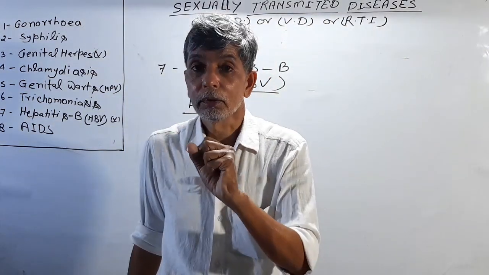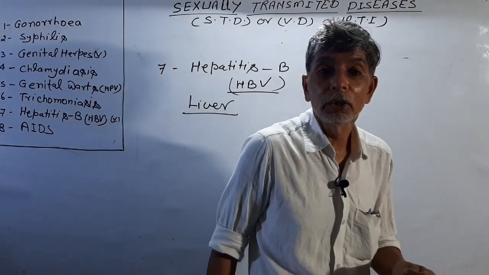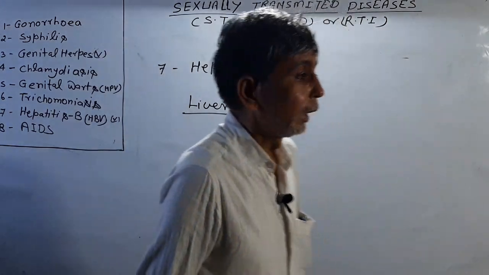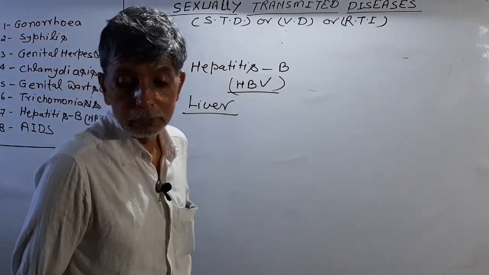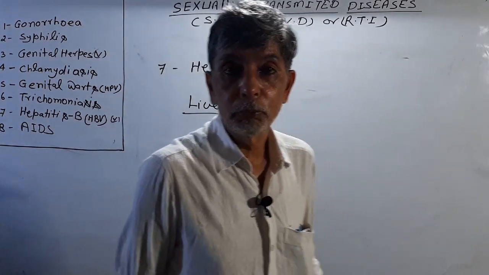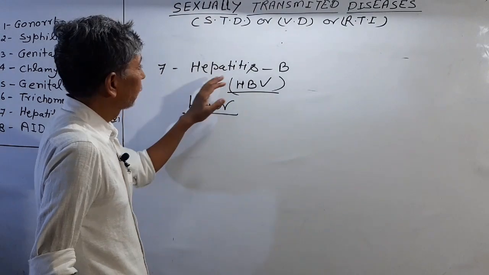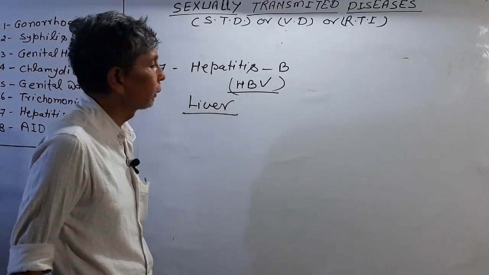become yellowish in color. The stool is also yellowish, the urine is also yellowish, and in some parts where blood has the mixing of bilirubin and biliverdin, they also become yellow. So hepatitis B is a very effective and dangerous disease.